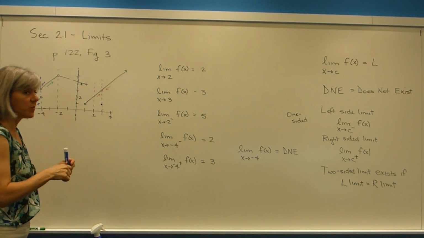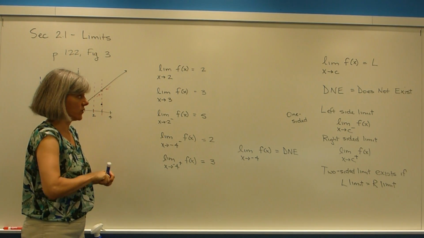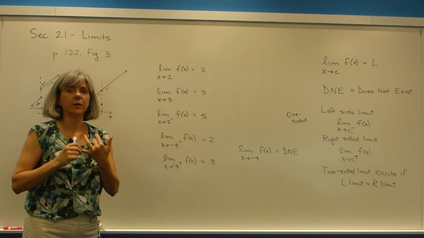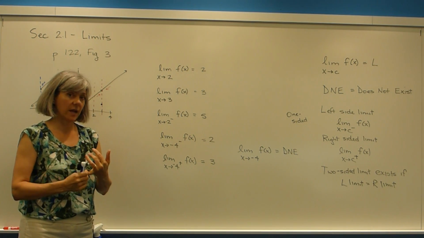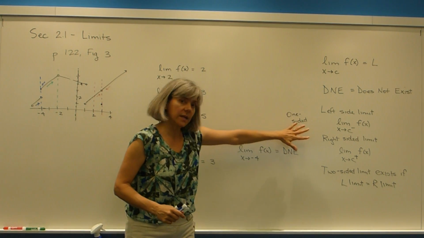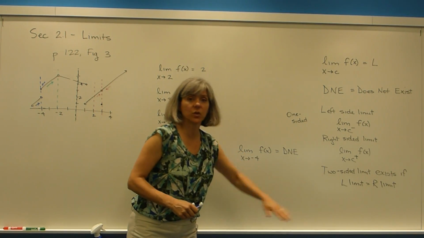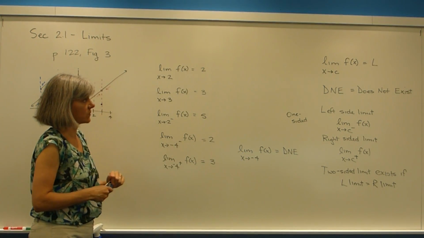Okay, so the take-home point for this whole prep video is the idea that limits are about approaching and expected values, not actual values, and that we have left and right-sided limits. If they agree, then the two-sided limit exists. So I guess that's it.